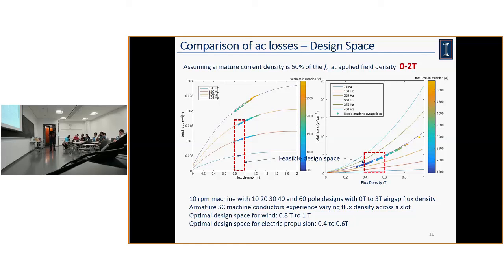Okay. And the solid lines are the analytical model results. So for example, if I increase the field, how much the watt per centimeter cube is going to look like. And all the dots I have here are the actual machine designs. I calculated watt per centimeter cube in the actual armature winding, and I plotted both of them together to see where they are standing.